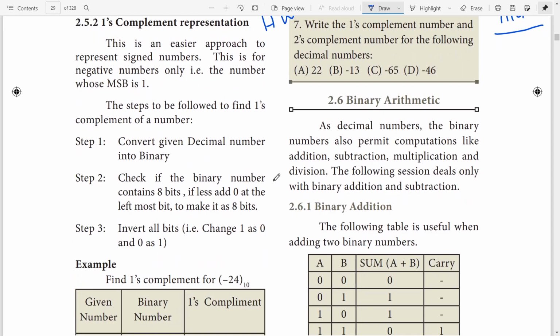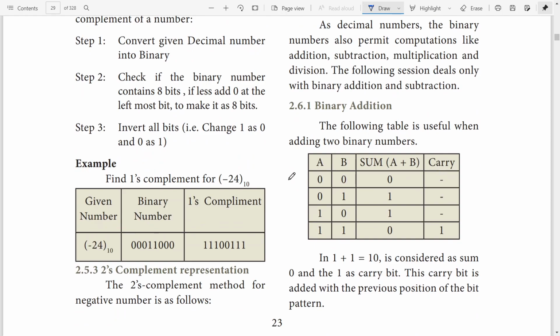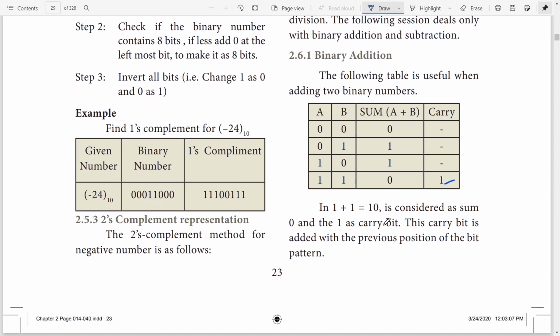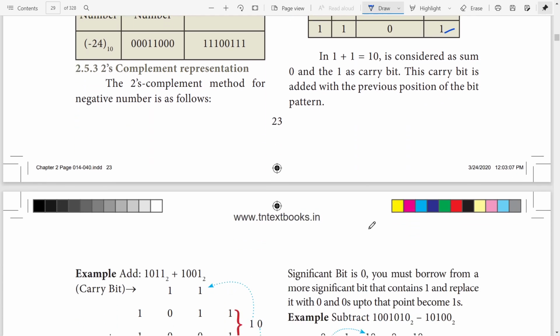Next one is binary addition. Like decimal numbers, binary numbers also possess computations like addition, subtraction, multiplication, and division. The following session deals only with binary addition and subtraction. So binary addition: 0 plus 0 gives 0, 0 plus 1 gives 1, 1 plus 0 gives 1, and 1 plus 1 gives 0 and carry 1. That, being 10, is considered as a sum of 0 and a carry of 1.